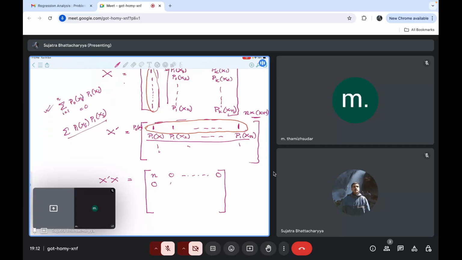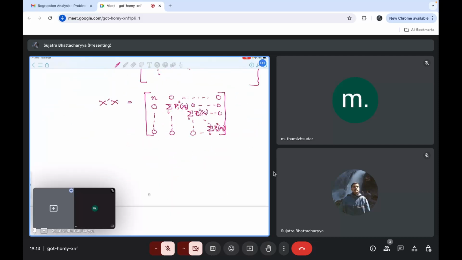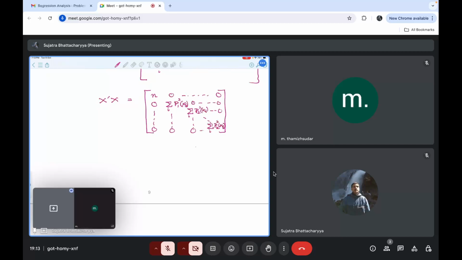So it will be summation of P1 xi square. Okay. Similarly, this will be summation of P2 xi square, and so on, up to summation of Pk xi square. All other terms will be 0. All right. So this is very simplistic. This is how X prime X will be calculated. Very interesting. This is the diagonal matrix.